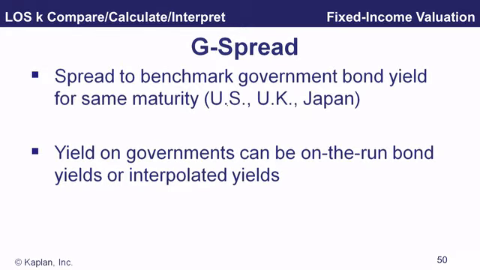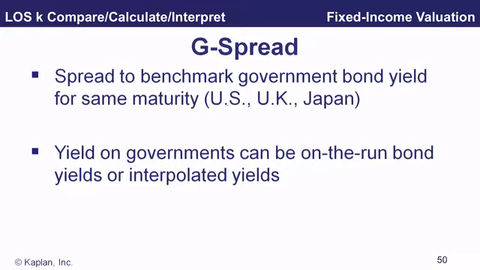So the first term we need to learn here is the G spread, and the G stands for government. It's the spread to the benchmark government bond yield for the same maturity. So if I take a 10-year corporate bond, say A-rated, it's got an 8% yield. I look at the government yield, it's 6%. For that same maturity, we say the spread to governments is 2%. So it's a spread in yields to maturity.